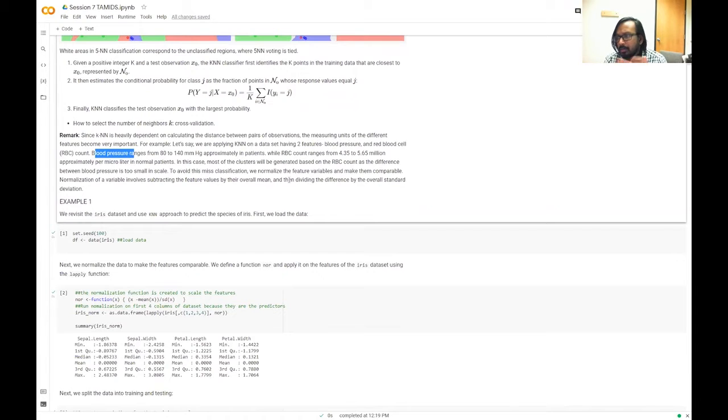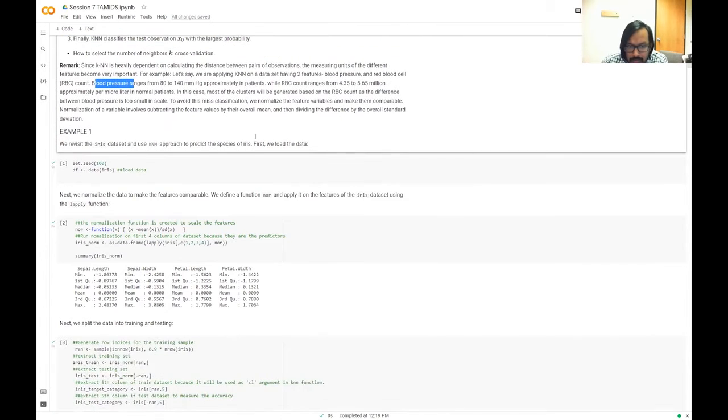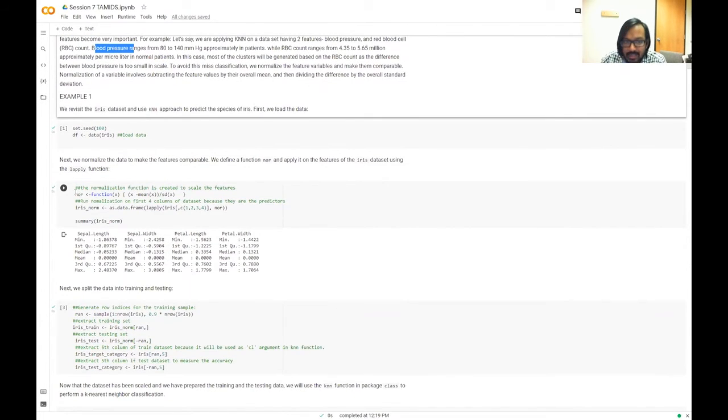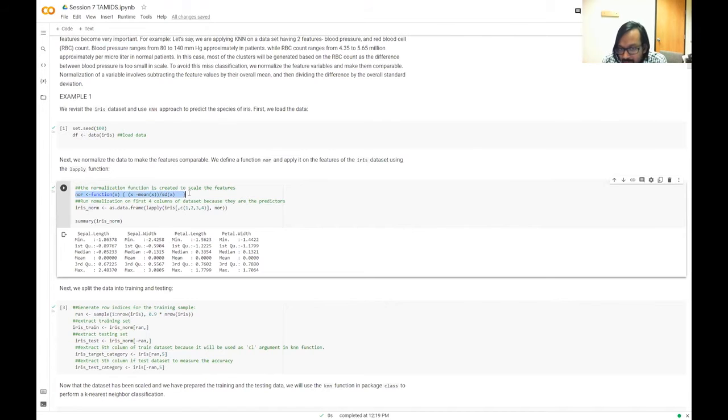Now I'm going to talk about an example. We are going to use the IRIS data set that we have used several times before. To normalize the data set, I have used a user-defined function. Remember that we use the keyword function followed by a list of keywords. In this case, we just need one keyword, x.